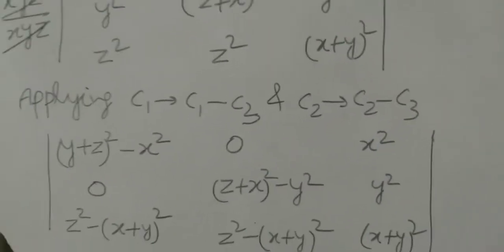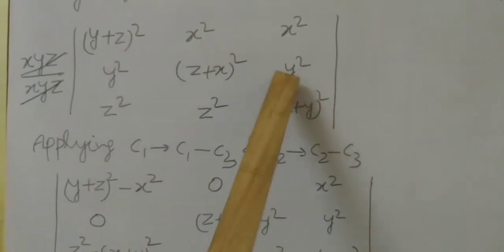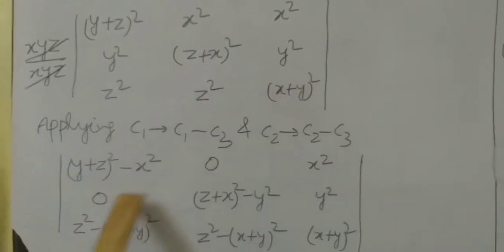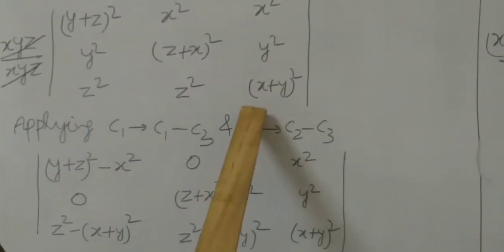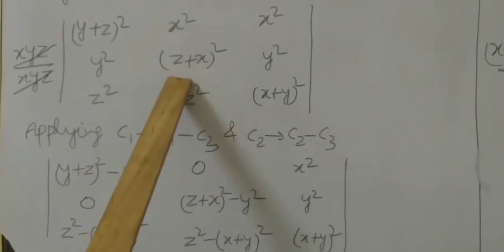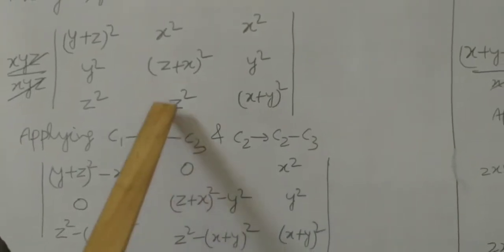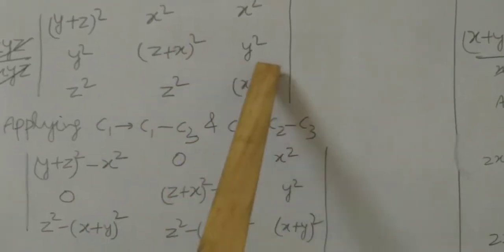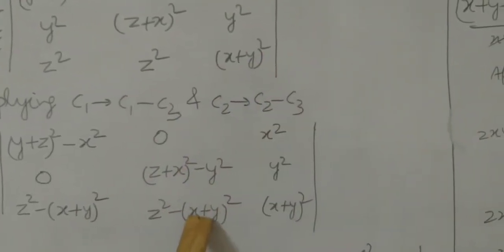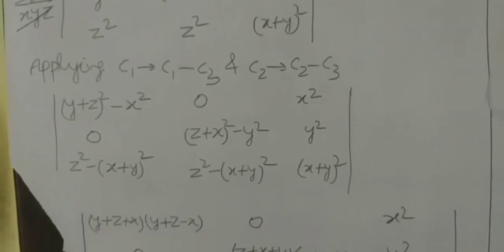Correct? So let us subtract: (y + z) whole square minus x square; y square minus y square is 0; z square minus (x + y) whole square. Now C2 tends to C2 minus C3: x square minus x square is 0; (z + x) square minus y square; z square minus (x + y) whole square. Column 3, x square, y square, (x + y) whole square, as it is.